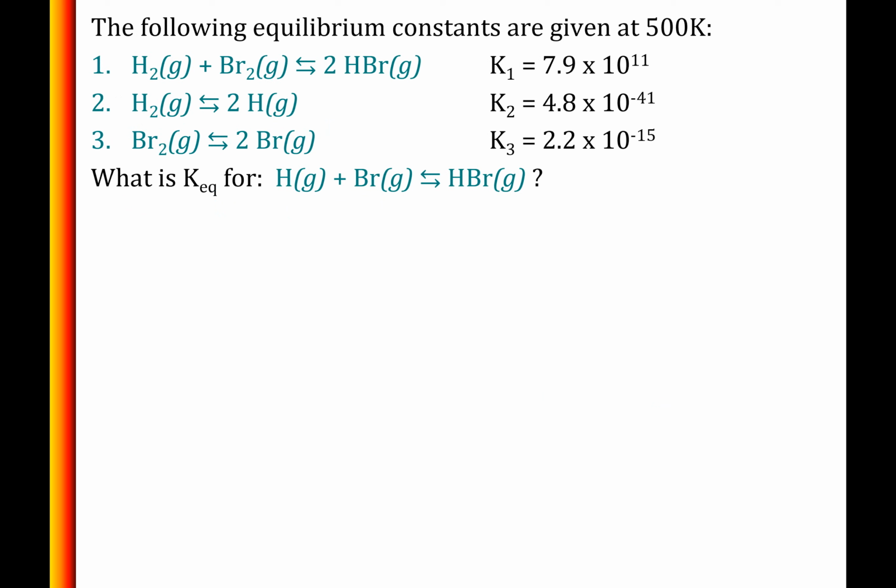Okay, so now here's one where we need to actually come up with a new equation. They've given us our final equation, and they've given us 3 equations that make it up. So what we need to do is figure out how to manipulate these equations to get to our final equation. The following equilibrium constants are given at 500K, and it wants to know what is the Keq value for the 4th equation. So they give us K1, K2, and K3. What you need to do is figure out how to manipulate these equations so that when you add them together, they give you this final equation.